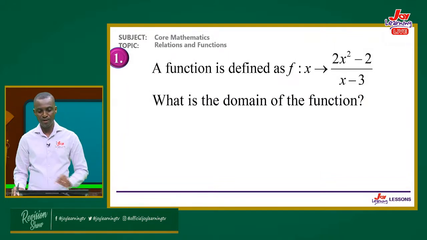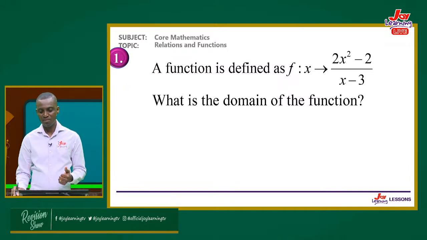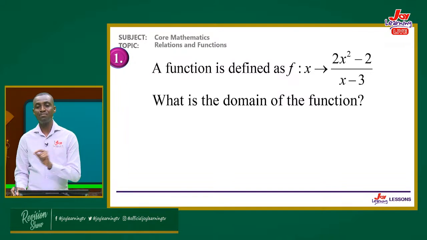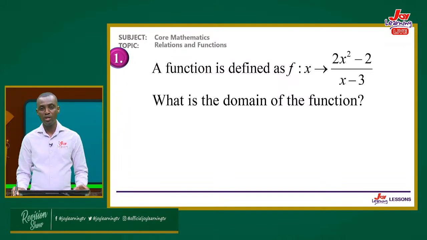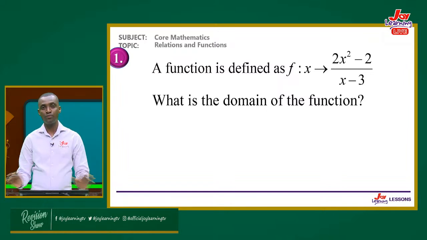A function is defined as f of x equals 2x squared minus 2 over x minus 3. It's like the example that I gave, almost the same, well, a bit different. What is the domain of this function? The moment I ask you this question, I'm asking you, what are the elements that make the function defined? Period.